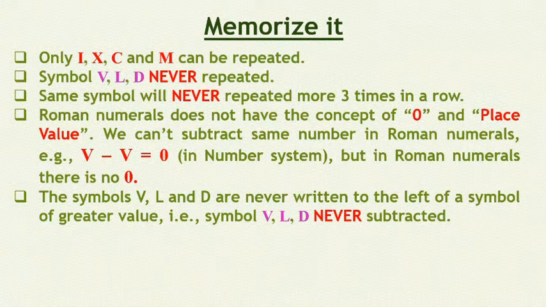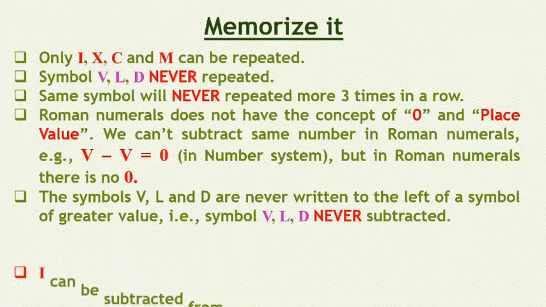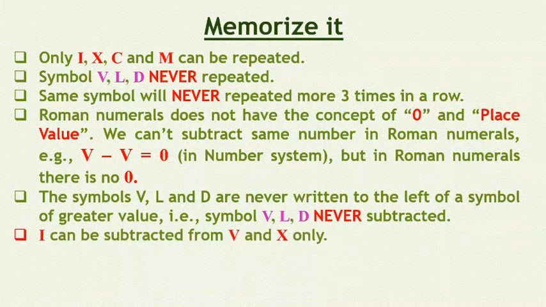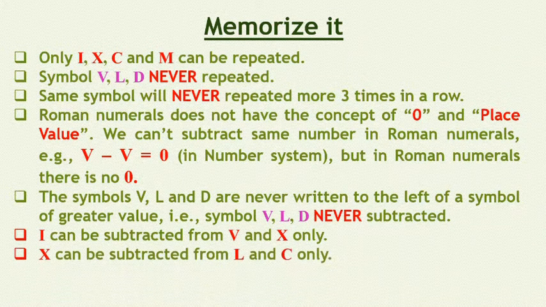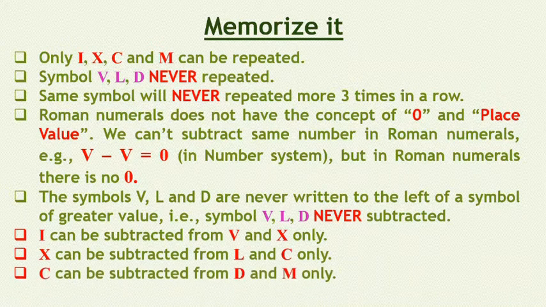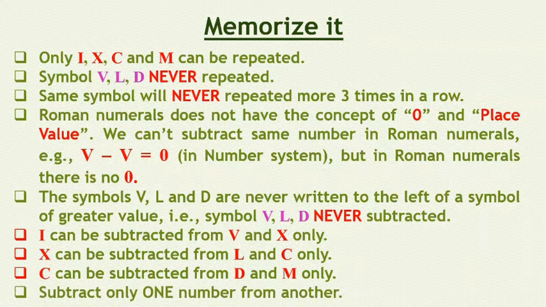The symbols V, L and D are never written to the left of a symbol of greater value. And the symbols V, L, D can never be subtracted. I can be subtracted from only V and X. X can only be subtracted from L and C. C can only be subtracted from D and M. And we can only subtract one number from another number.